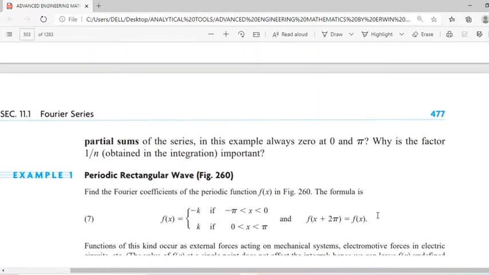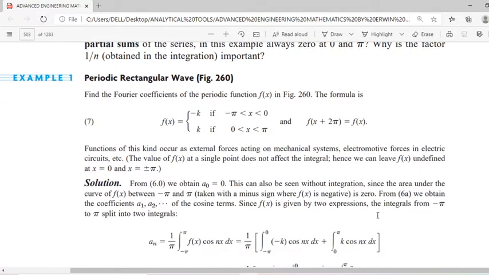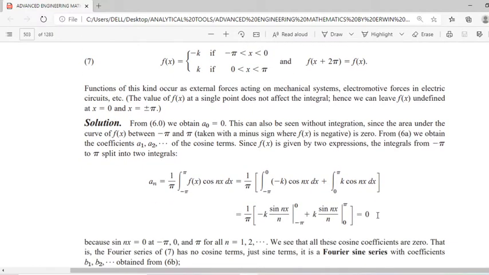Here we can see an example. Consider this example: f of x equal to minus k for minus pi less than x less than 0, and k for 0 less than x less than pi. We can find the constants a0, an, bn using the above formulas.